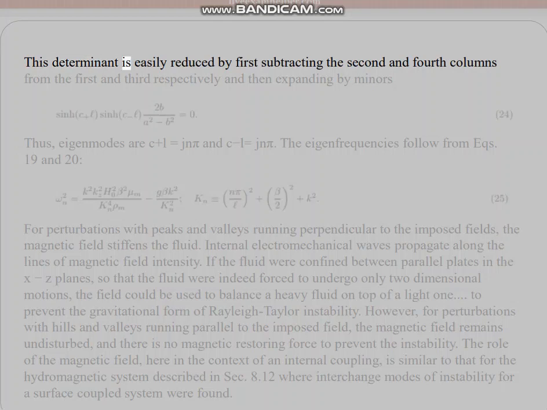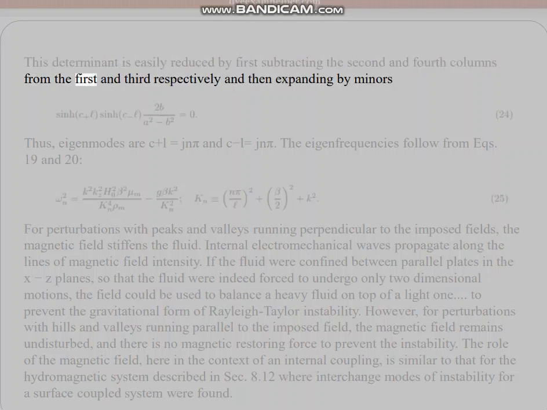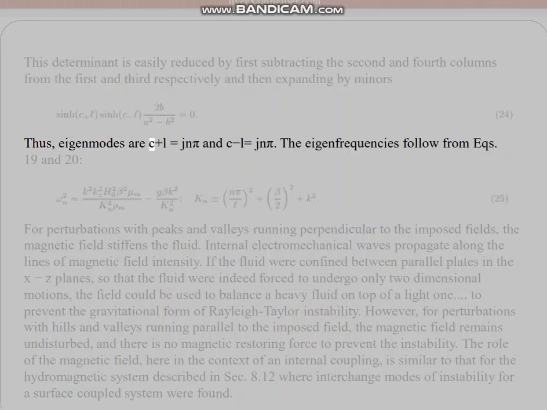This determinant is easily reduced by first subtracting the second and fourth columns from the first and third respectively and then expanding by minors. Thus, eigenmodes are C plus L equals j n pi and C minus L equals j n pi. The eigenfrequencies follow from Eqs. 19 and 20.